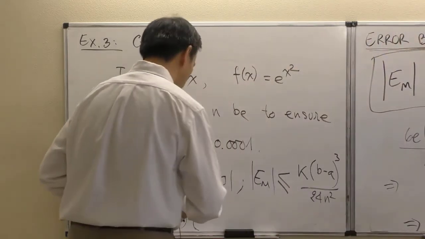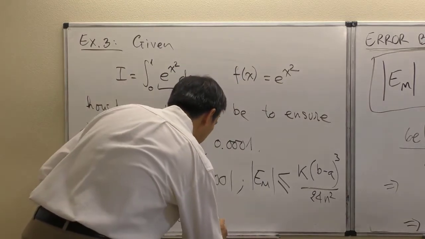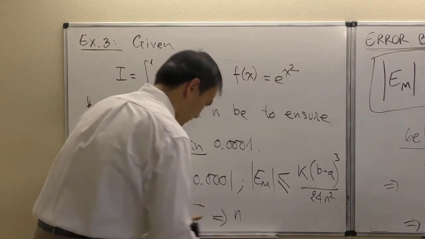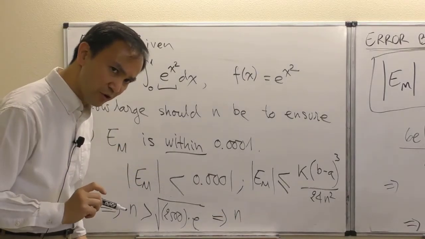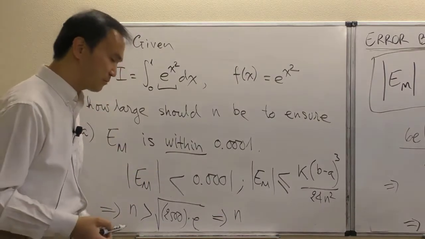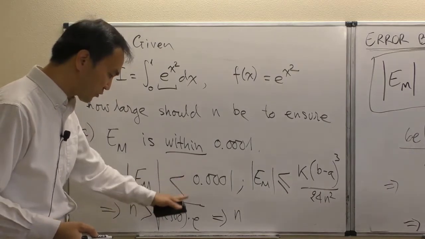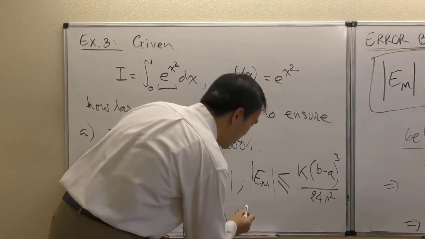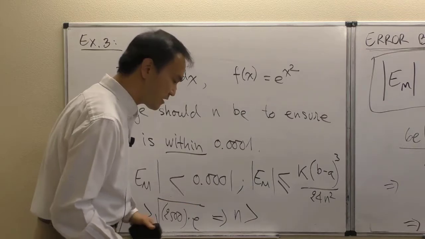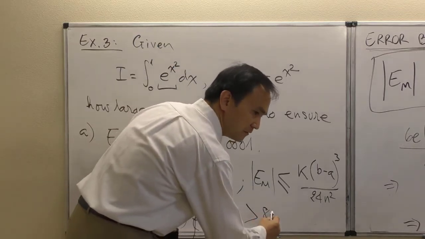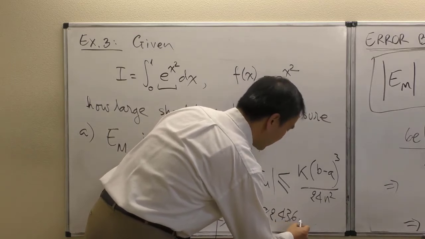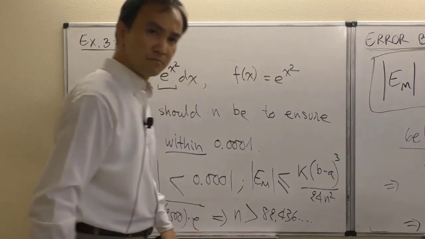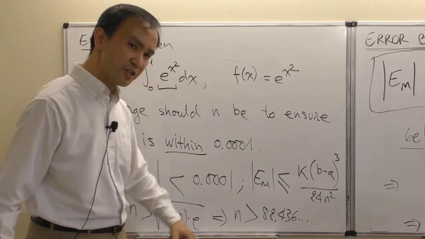All right, so now, keep in mind n is the number of subintervals. It has to be a whole integer value only. But we'll get to that. For now, straight out from the calculation, n has to be greater than 82.436 and a lot longer.